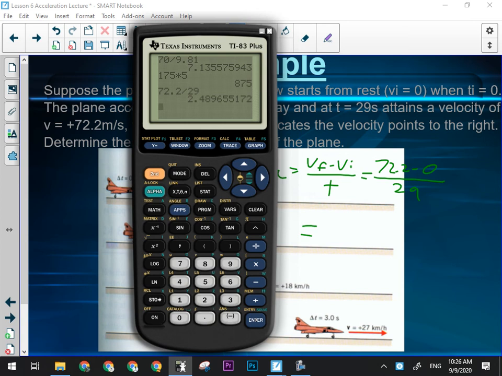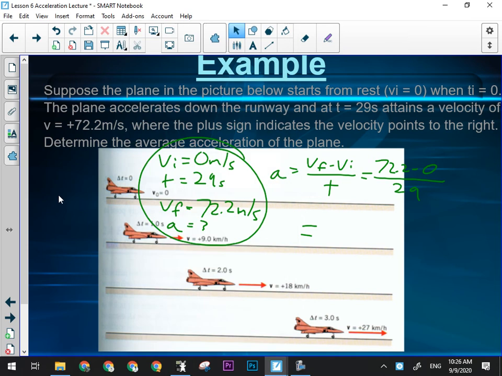All right, so this thing is accelerating at 2.5 meters per second squared. So after 1 second, how fast will it be going? 2.5 meters per second. How fast after 2 seconds? 5 meters per second, and so on and so on. That's how its velocity is going to increase. Every second it's going to be going 2.5 meters per second faster than it was the second before. All right, everybody okay with how we did that?